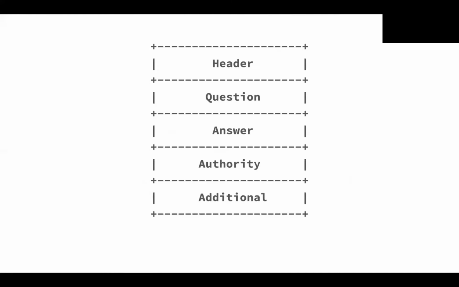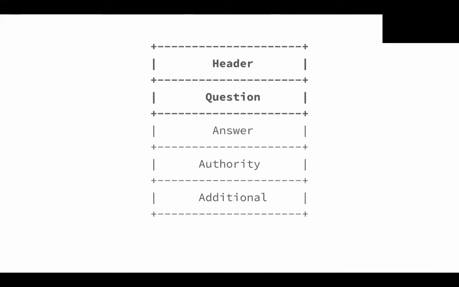So DNS messages all have a common format. The request and the response messages both have the same format, and it looks like this. Because requests and responses both have the same format, we only need to use a subset of this format for the request. So we only care about these two sections.